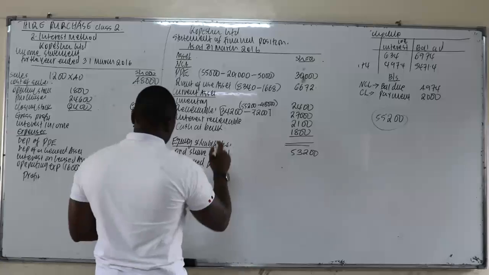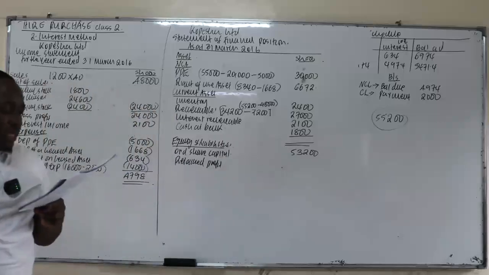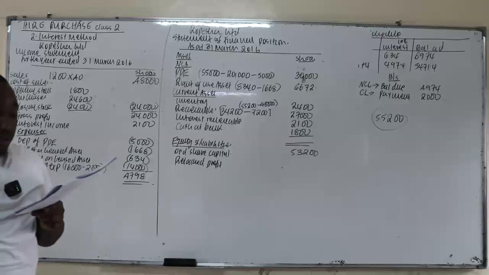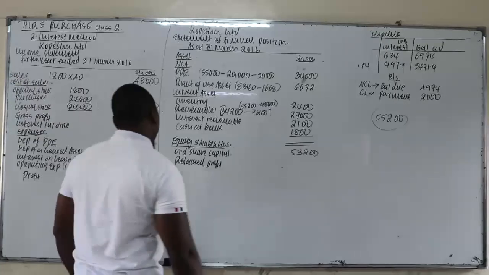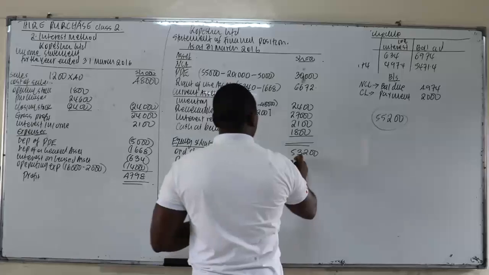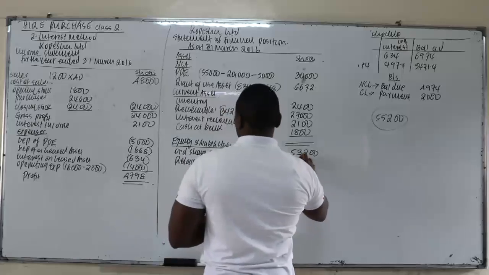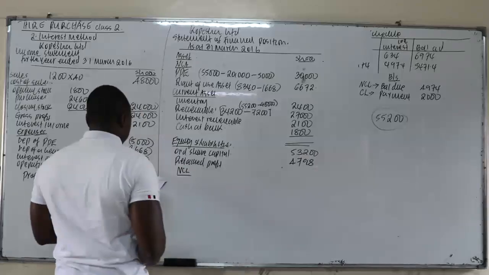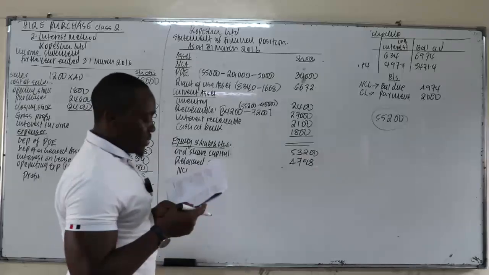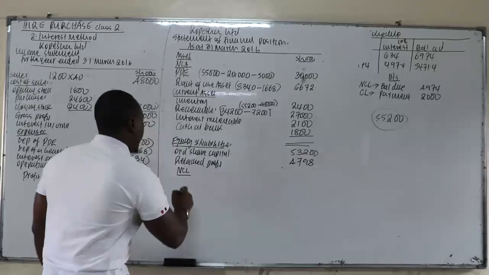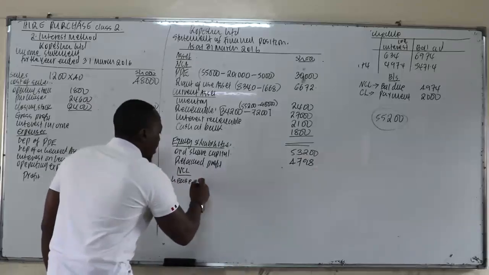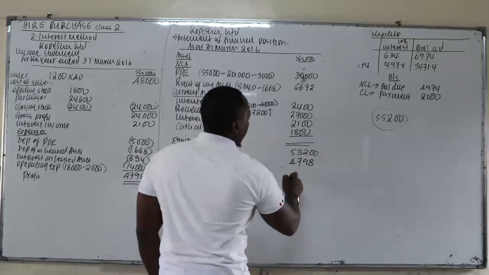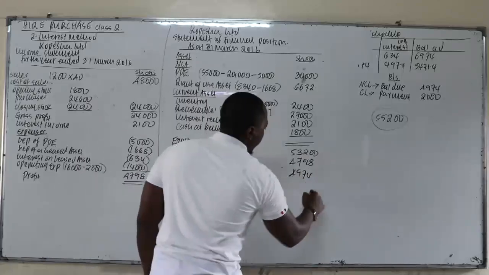So for the retained profit in the trial balance, I don't think we have any. So that means you only recognize the profit for the year, which is an amount of 47.98. Then we recognize the non-current liability. To the non-current liability, we didn't have any loan, but we have the lease obligation. How much is the lease obligation? It's an amount of 49.74.